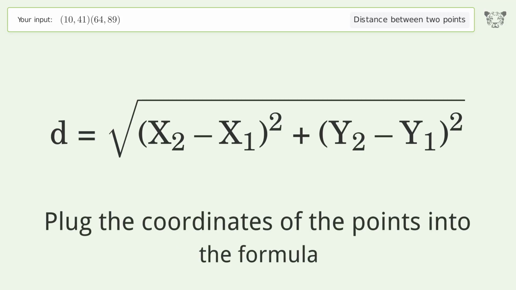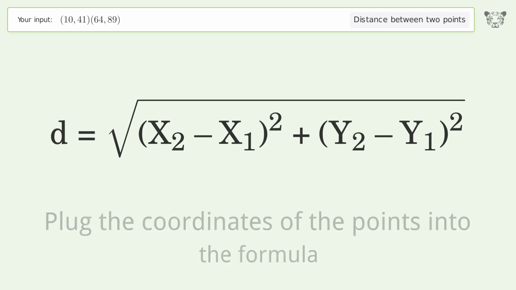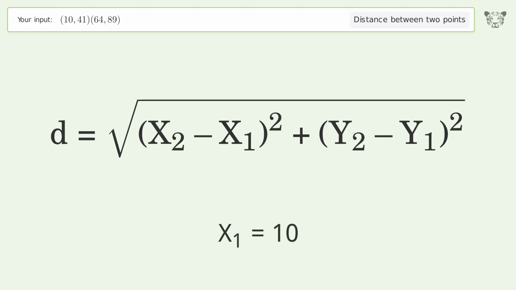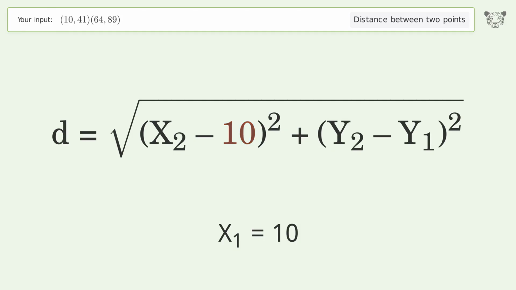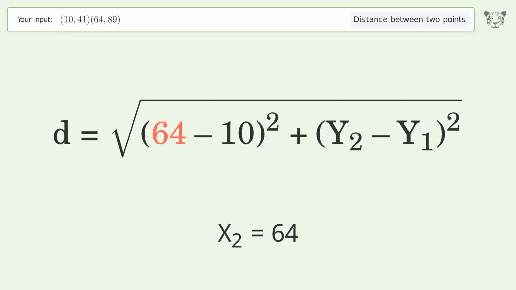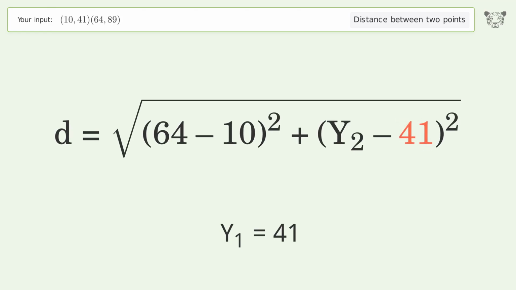Plug the coordinates of the points into the formula. x1 equals 10. x2 equals 64. y1 equals 41. y2 equals 89.